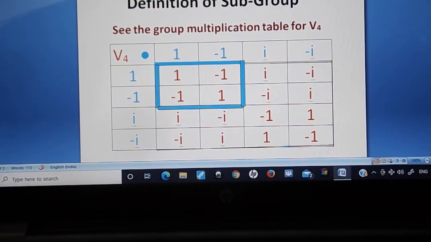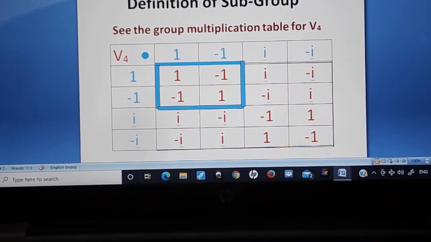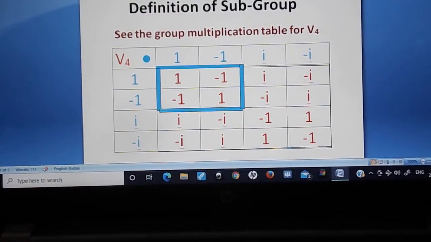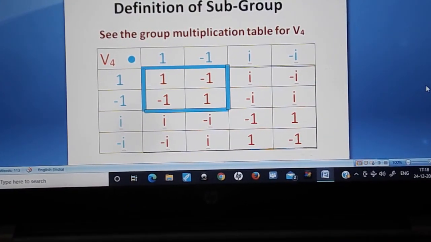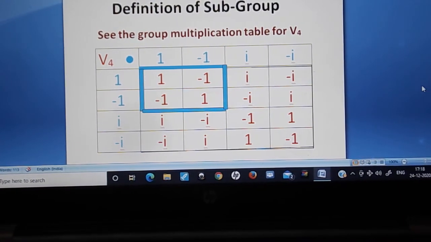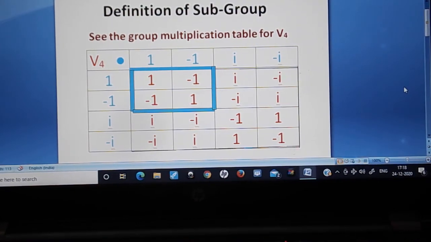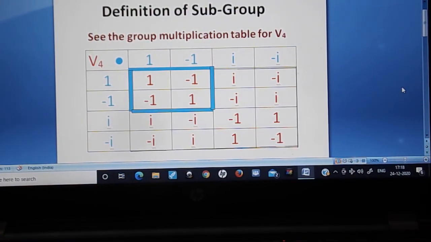Students, in the last class we have seen that V4 is a group with respect to multiplication. Now consider the set H equal to {1, -1}. What about the set H equal to {1, -1}? It is a subset of V4.